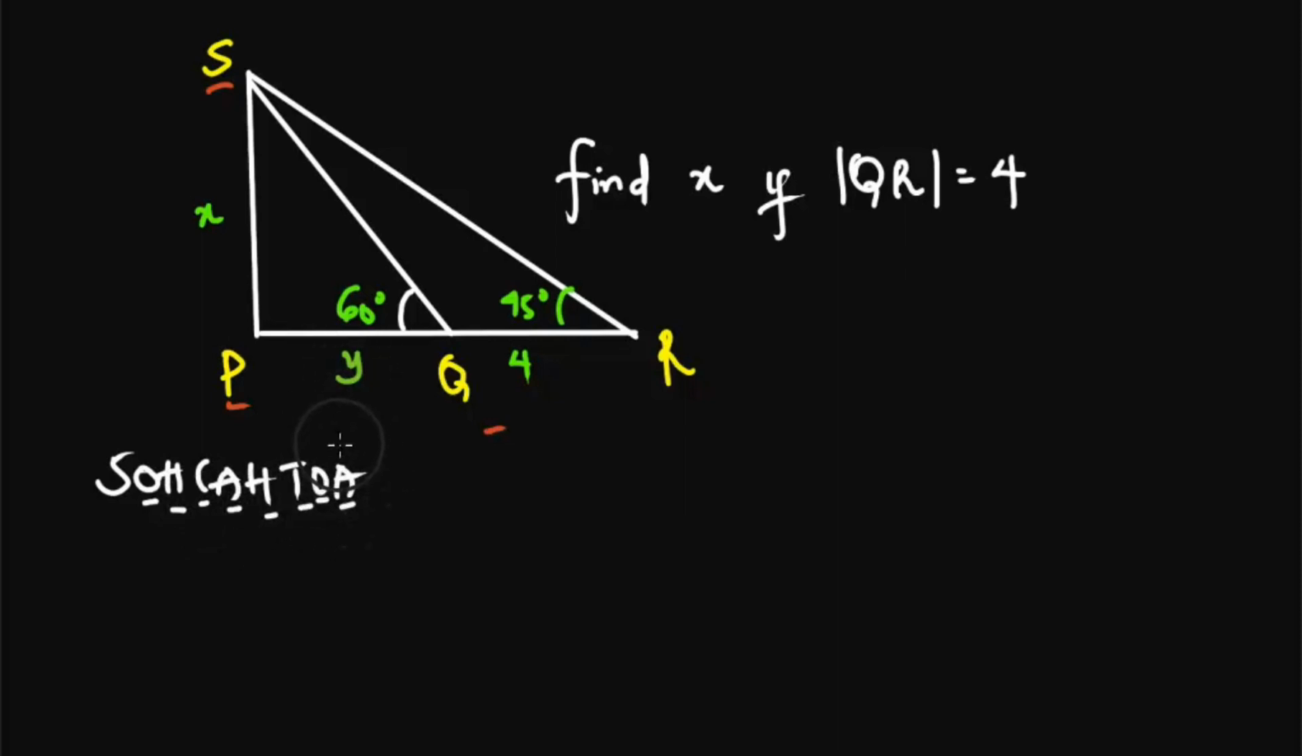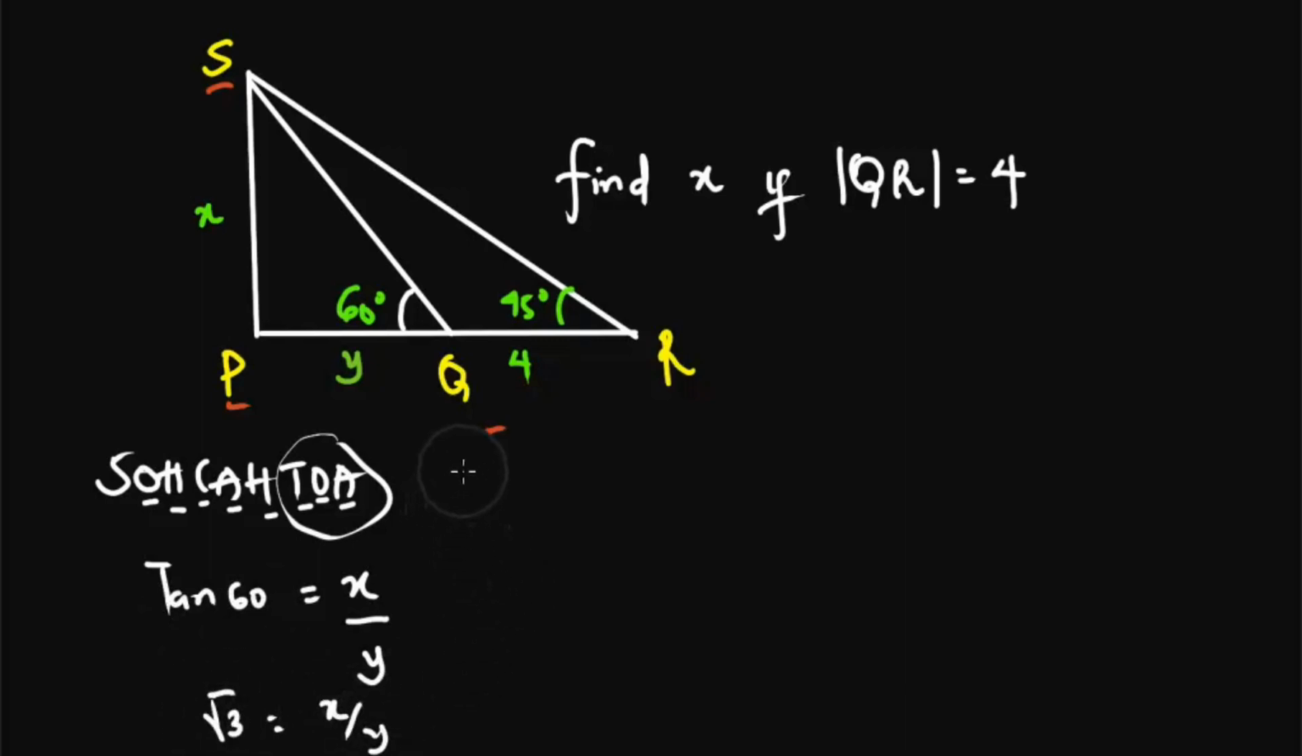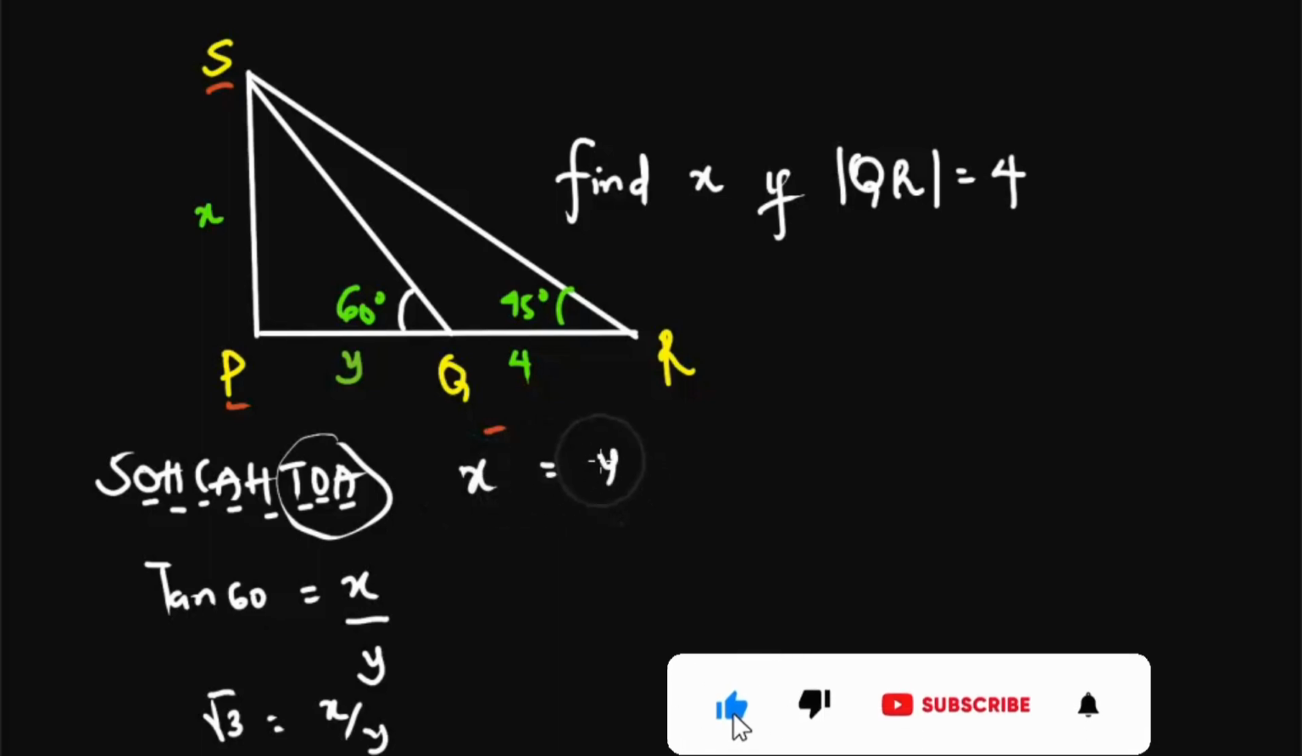In this case, we're going to be using the last one. So tan 60 equals opposite over adjacent. The opposite is the side facing the angle, which is x, divided by the adjacent, which is y. Tan 60, when we calculate this, gives us root 3. So root 3 equals x over y, so x equals y root 3. Now x is in terms of y.